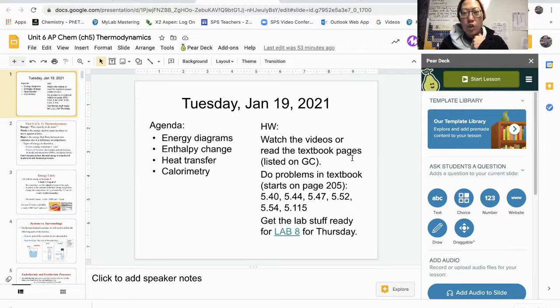So we get to enter the exciting world of energy and enthalpy and heat transfer and calorimetry. And this is Unit 6.